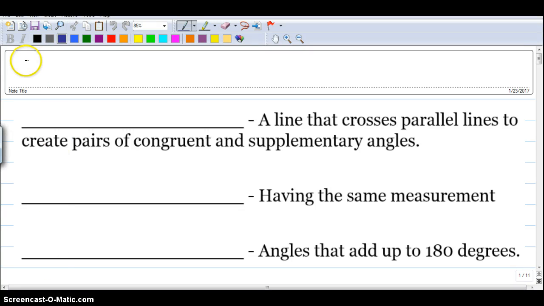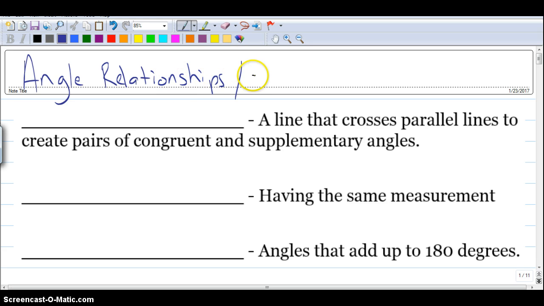What's up, everyone? So this is going to be our first geometry lesson. It is over angle relationships, or angle pairs. Same thing. So first, some vocabulary words to get out of the way. The first one is called a transversal.